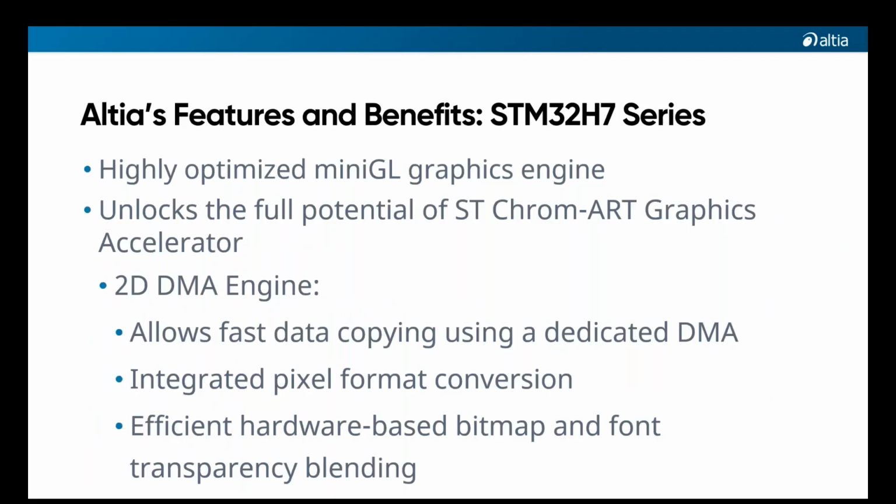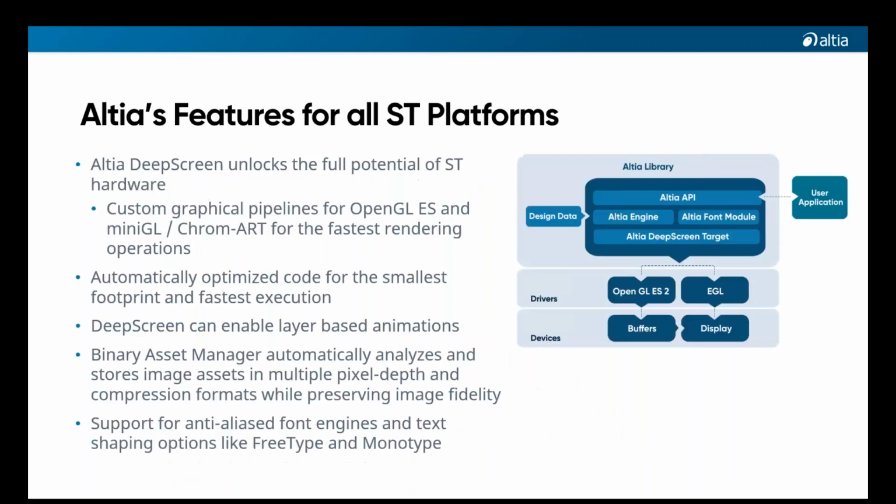For the H7 series, we use the highly optimized MiniGeo graphics engine, coupled with ST's Chrom-ART graphics accelerator. The MiniGeo graphics engine is highly optimized for code and gives you the smallest footprint and the fastest execution. Coupled with the Chrom-ART accelerator, it allows fast data copying with its dedicated DMA, integrated pixel format conversion, and efficient hardware-based bitmap and font transparency blending for those fonts live on the screen.